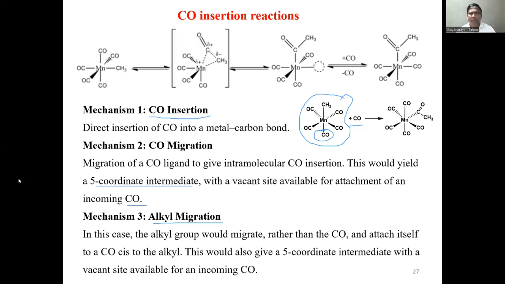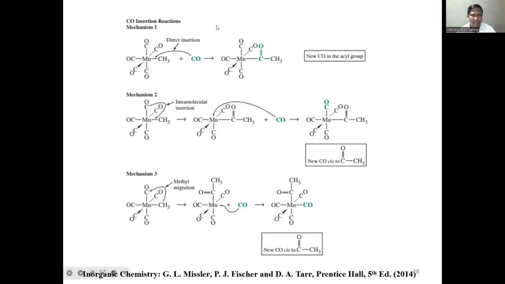Now we have to see which one is the actual mechanism. The direct CO insertion into the M-C framework, or there is CO migration followed by the incoming CO, or there is alkyl migration followed by this incoming CO. So these are the 3 examples which we have shown here. That is direct insertion of this incoming CO into the M-C bond.